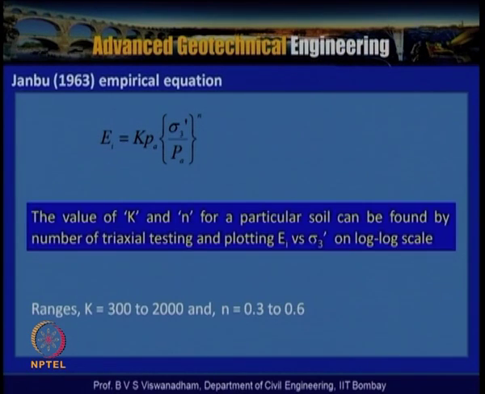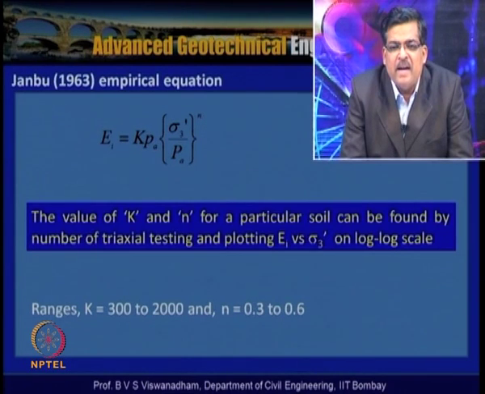And the values of K and n for a particular soil can be found by a number of triaxial tests and plotting EI versus sigma 3 on the logarithmic scale. The value of K ranges from 300 to 2000 and n is equal to 0.3 to 0.6.